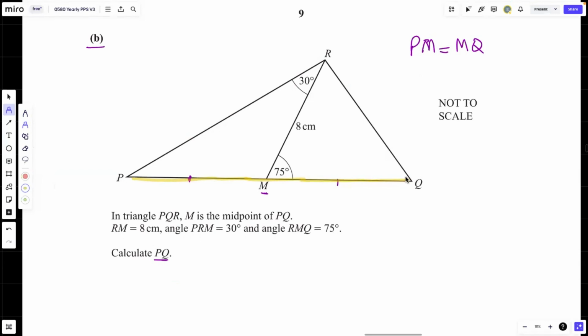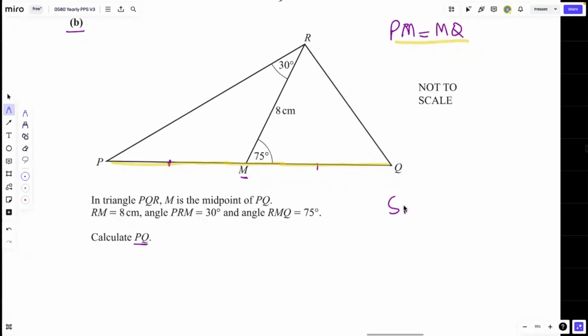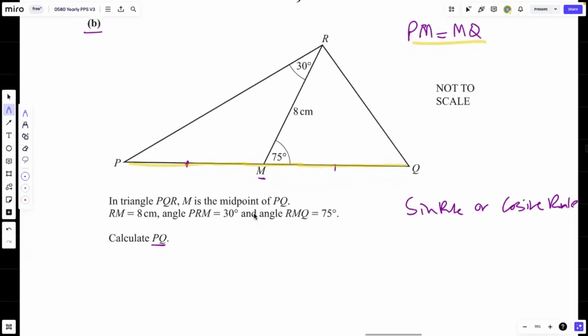Now, the only thing for now that we can figure out is that somehow if we figure out PM or MQ, we can just times it by 2 and we get the entire length using this analogy because M is the midpoint, so you have the same length PM and MQ. So if you get either of the two and you just times it by 2, you will get PQ. Now let's try to work around with trigonometry. We do not have right angles here, so we'll either be using sine rule or cosine rule, unless we have a right angle triangle. It seems very unlikely, so we'll most likely be working around with sine rule or cosine rule.